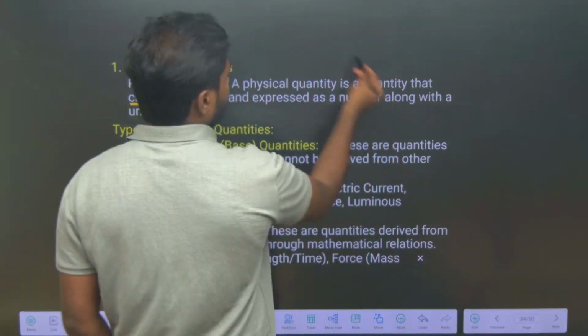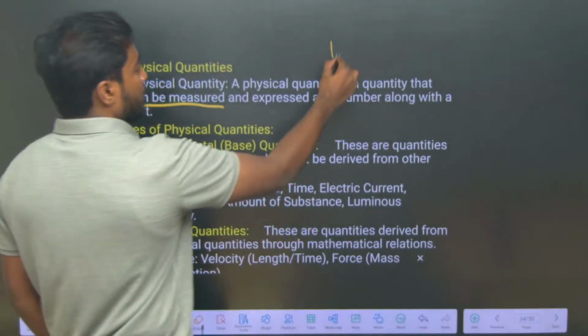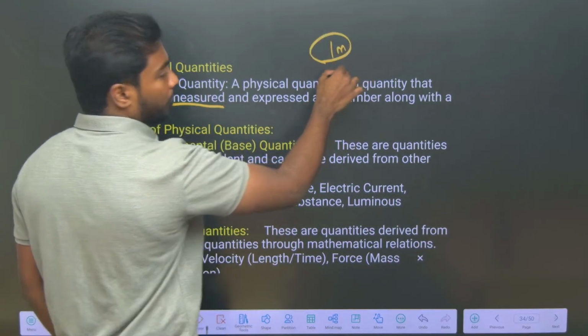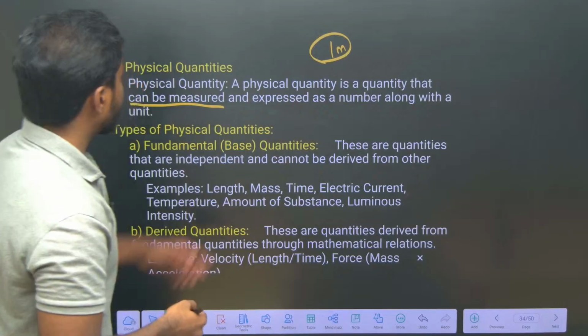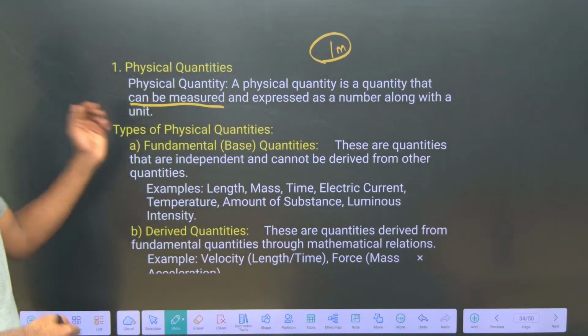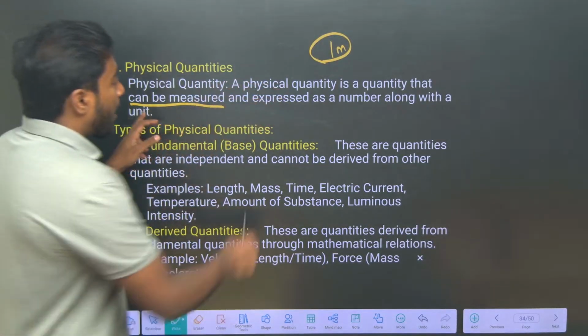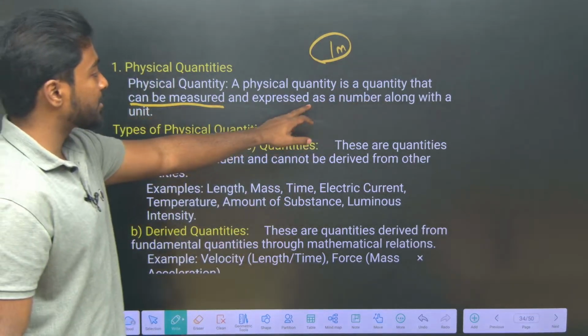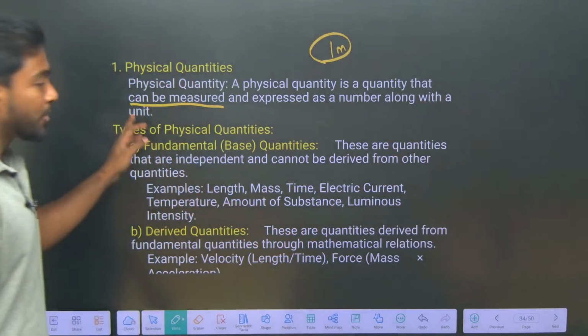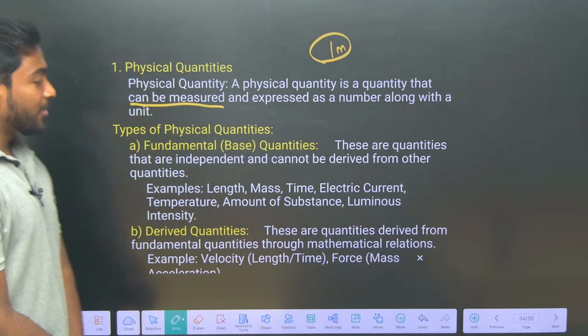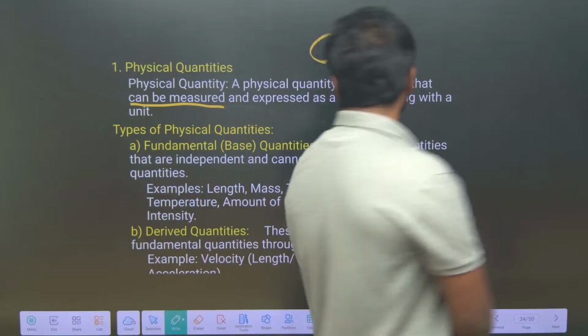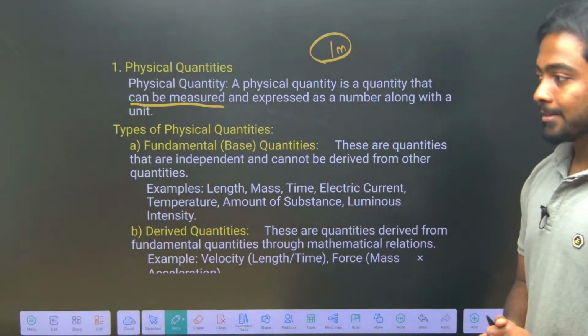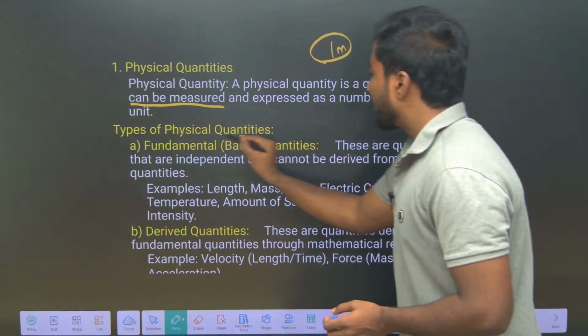So number 1, m. What is 1 m? 1 meter, right. So is this a physical quantity? Yes, because a physical quantity is a quantity that can be measured and expressed as a number along with a unit. So there are types of physical quantities. The first type is fundamental quantities, which means base quantities.